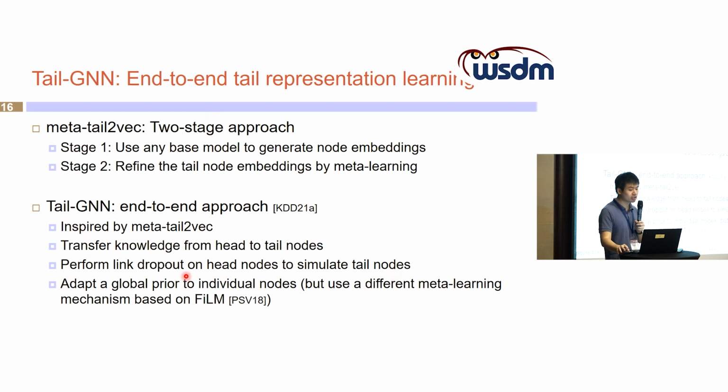It also performs link dropout on head nodes to simulate the tail nodes, and then learns a global prior. The global prior can be adapted to the individual nodes, right? Using also a meta-learning mechanism, but a different meta-learning mechanism. The high-level idea is similar to the previous approach. But by using a different meta-learning mechanism, we are actually able to make it end-to-end, right?